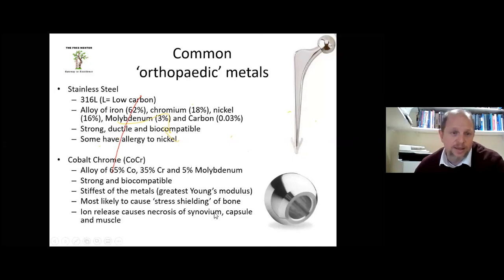And the other key thing that gets asked about cobalt chrome is what if you use it in something like a metal on metal hip replacement? Obviously, you get a lot of chromium and cobalt ions, and that causes necrosis of the tissues around and can cause systemic problems as well.